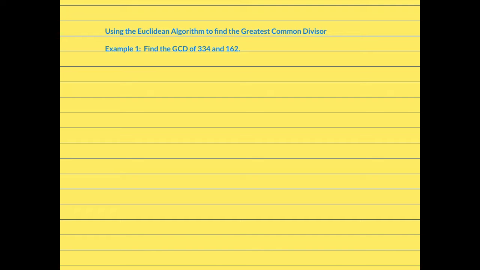Using the Euclidean algorithm to find the greatest common divisor. Example 1. Find the GCD of 334 and 162. So to do this problem, we're going to use the division algorithm. So 334, we're going to divide it by 162, and 162 goes in 2 times. So we get 2 times 162, and the remainder is 10.